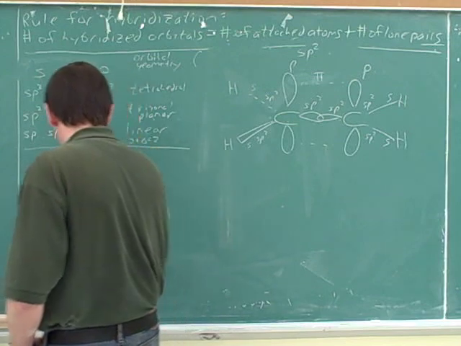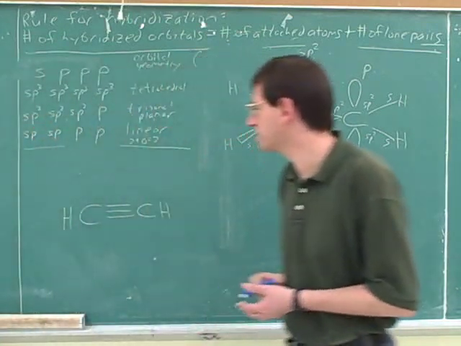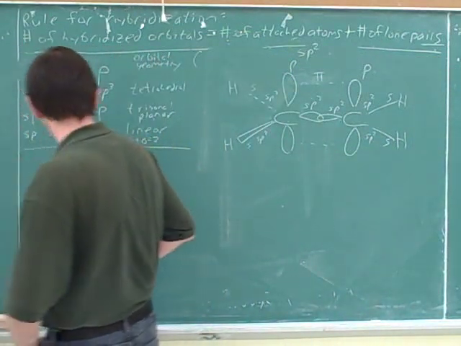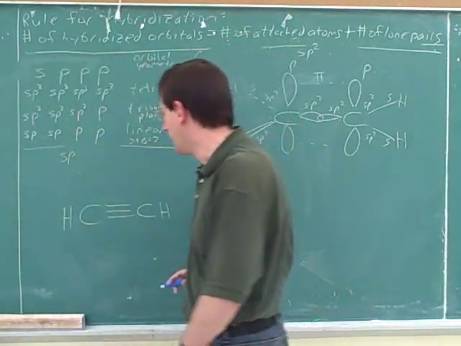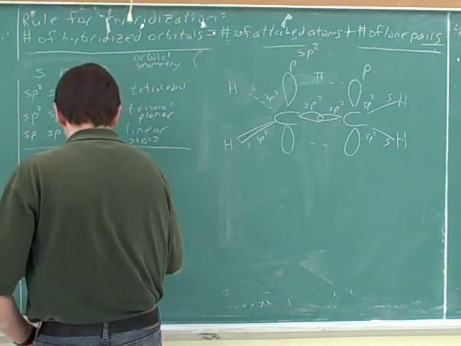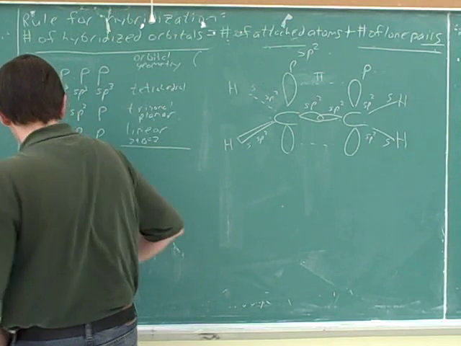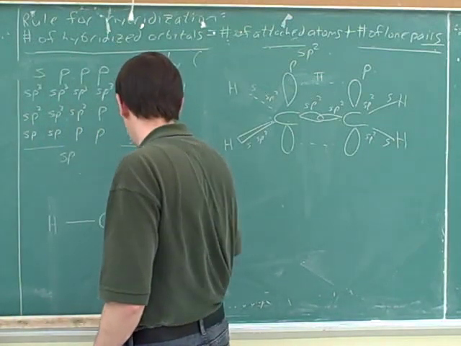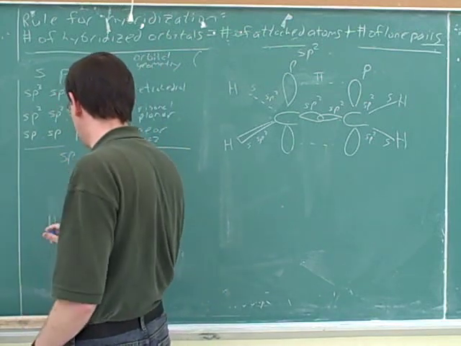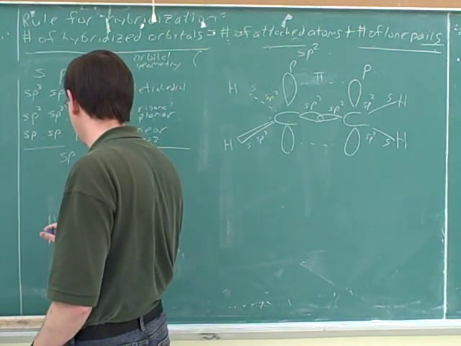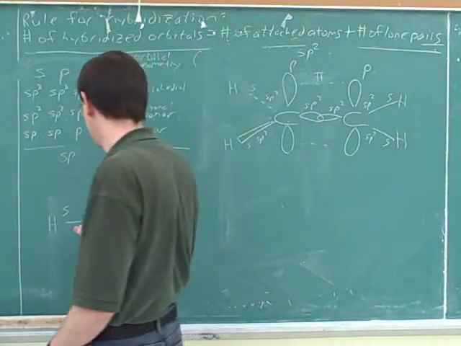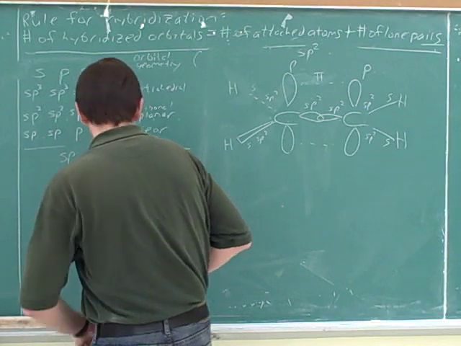This is acetylene. What's the hybridization of this carbon? SP. Okay, good. What type of orbital is the carbon using to bond to the hydrogen? SP. What type of orbital is the hydrogen using? S. Yeah, it's using an s orbital to form what type of bond? A sigma bond. Right.